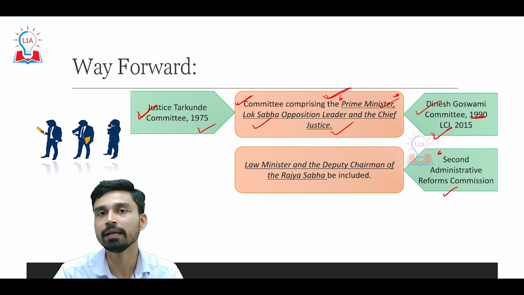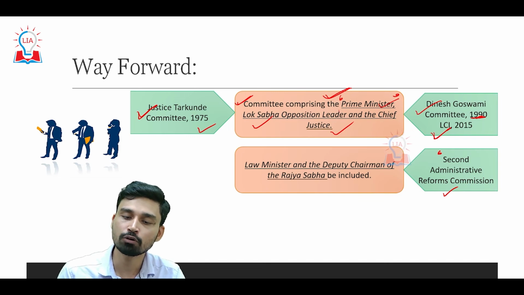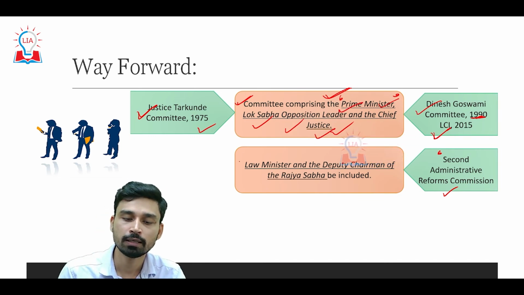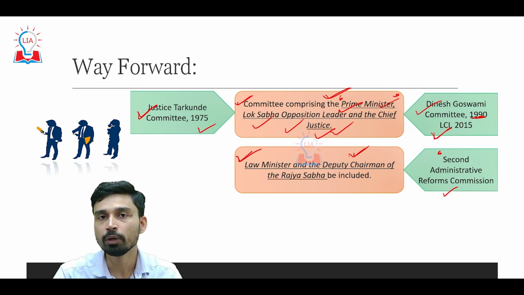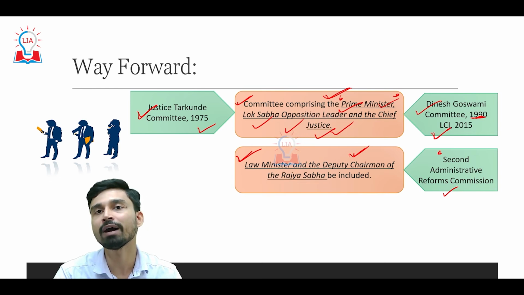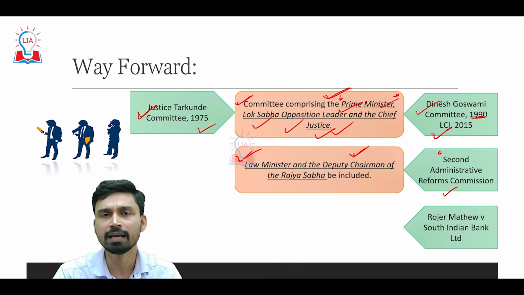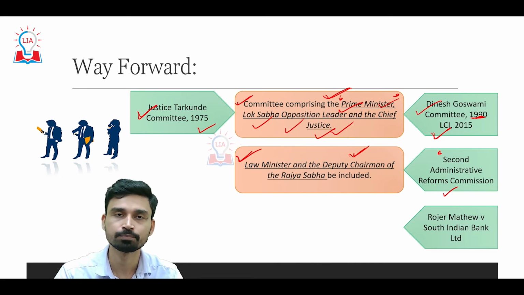Rather, it made an addition, saying that apart from the PM, the opposition leader of Lok Sabha, and the Chief Justice of India, the Law Minister of India as well as the Deputy Chairman of Rajya Sabha should also be included in the collegium, and thus we should have a 5-member collegium that decides matters related to the appointment of the election commissioners of India.